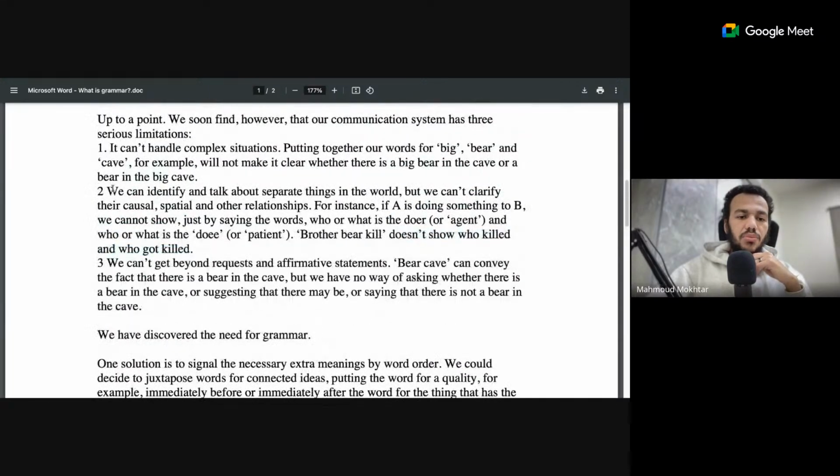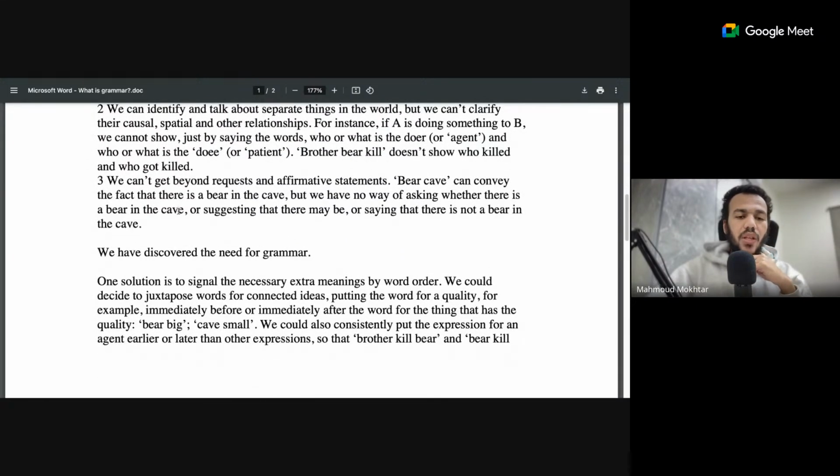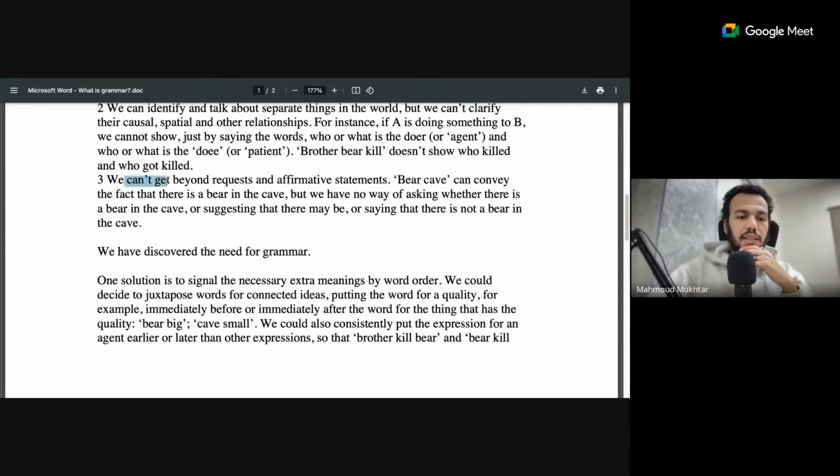So that's the second problem. So the first problem: we can't handle a complex situation like big bear cave, big bear, or whatever. And the second one: who's the doer? Third thing is we can't get beyond requests and affirmative statements.